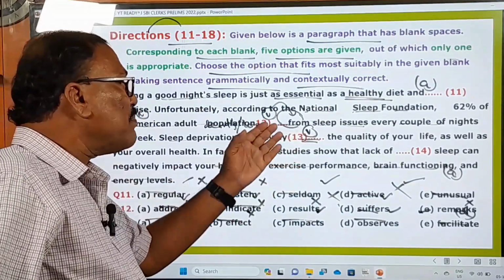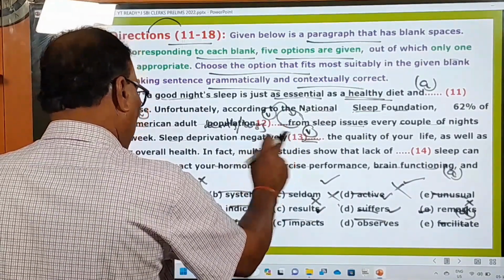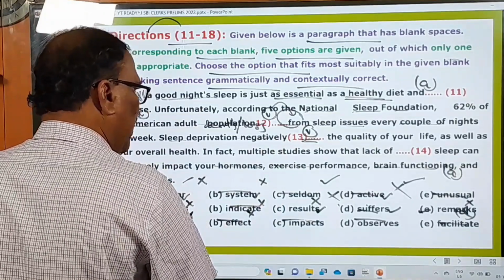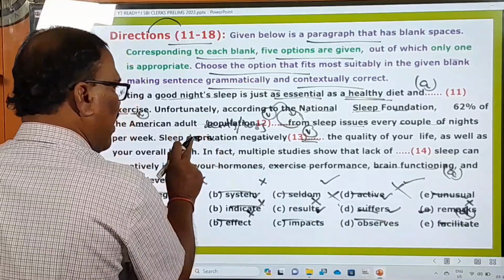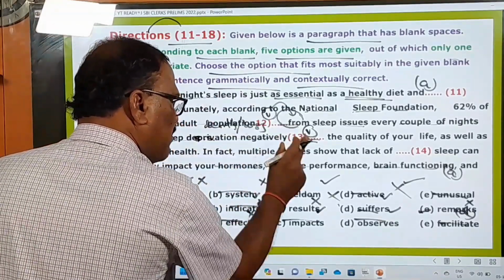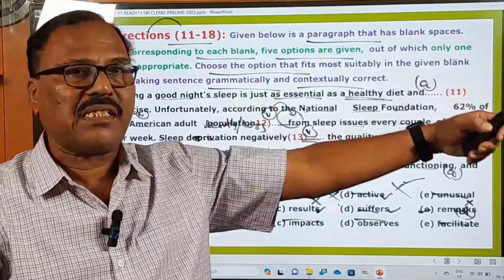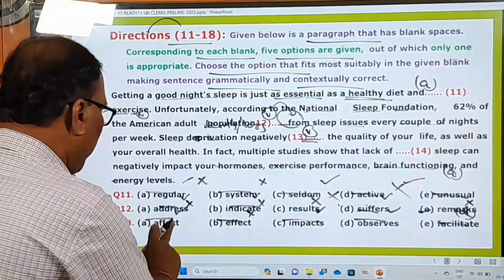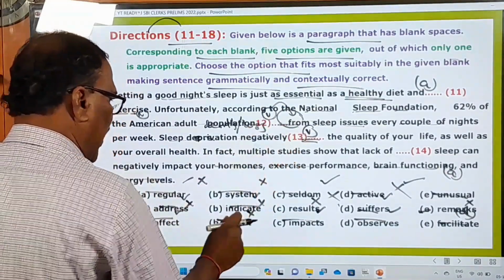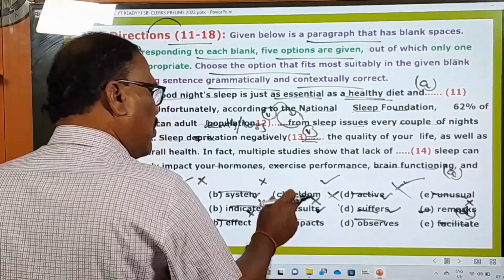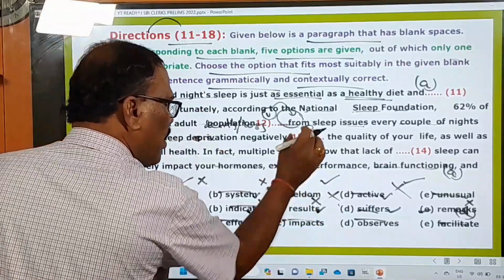But which goes well with this blank? Affect does not go with this blank. It is because sleep deprivation is a singular subject. After a singular subject, there must be used only a singular verb. Singular verb means verb plus s or es. Here affect does not have any s after it, and therefore this does not go in this blank. Impacts means to have a direct effect. So this goes with this, because it's a singular subject, singular verb.